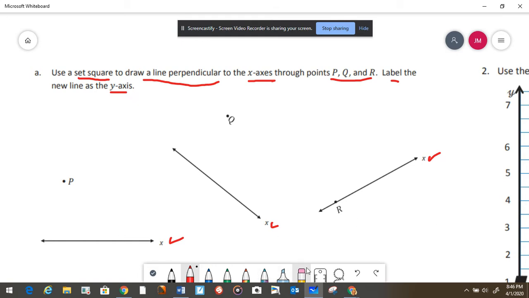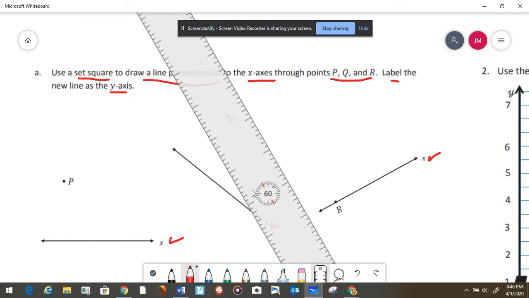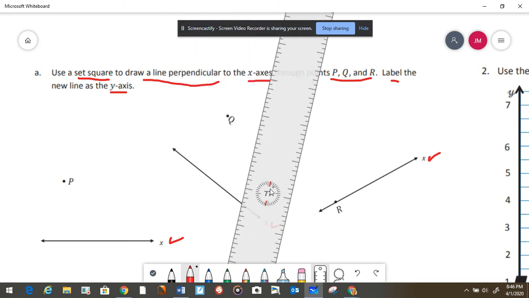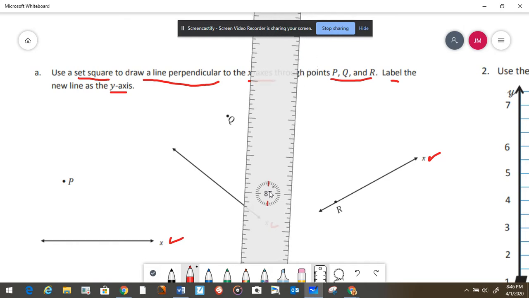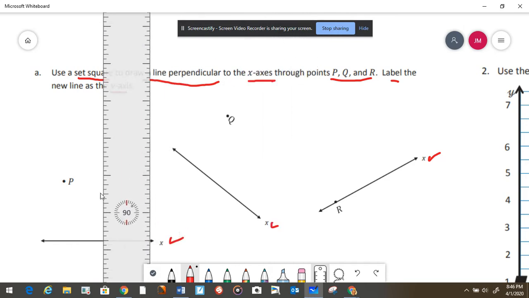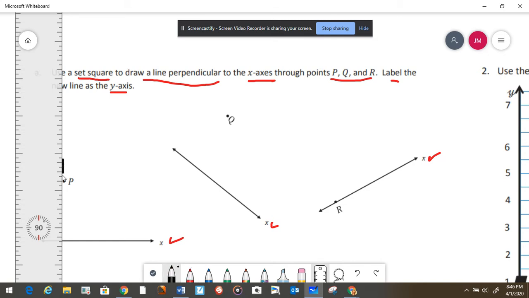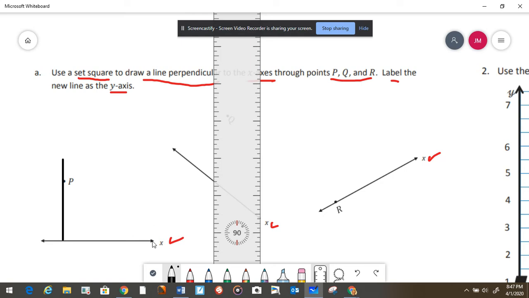Okay, let's get to it. Let's start with the first one. When a line is perpendicular to another line, it has to be at a right angle. So if you can see right here, there is the x-axis, so we're going to draw our y-axis, which is this one right here, and it has to go through the point P and connect with the x-axis. Now we're going to label that one the y-axis, and it went through the point P.